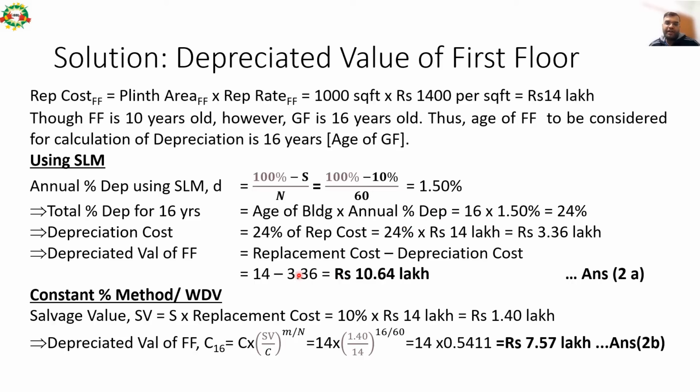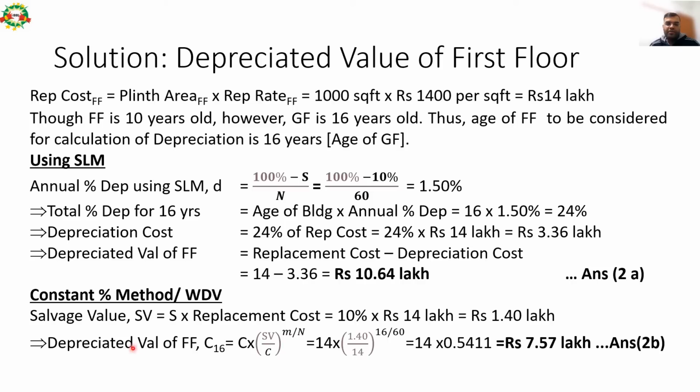So depreciated value of the first floor is equal to replacement cost minus depreciation amount, which is 14 lakh rupees minus 3.36, which is equal to 10.64 lakh rupees. So this is the answer to question number 2, point number A. If we calculate the same value using WDV method, then again we have to calculate salvage value first of all, which is given as 10% of the replacement cost. Replacement cost is 14 lakhs, thus salvage value in absolute terms will be equal to 1.4 lakh rupees.